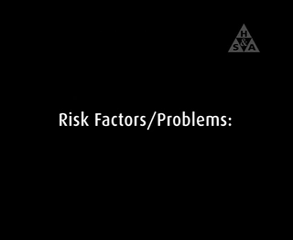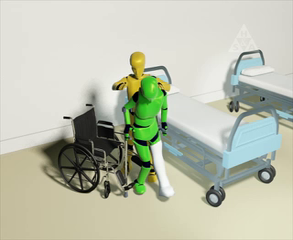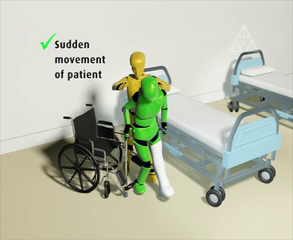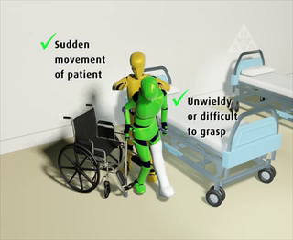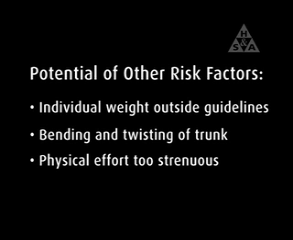Let's now look at the risk factors and problems encountered with this job. The transfer to the wheelchair may involve the sudden movement of the patient. During the movement, the patient is unwieldy and difficult to grasp. There is also the potential of other risk factors. The individual weight could be outside the guidelines. Both the carer and patient could be bending and twisting the trunk, and the physical effort of the task could be too strenuous.